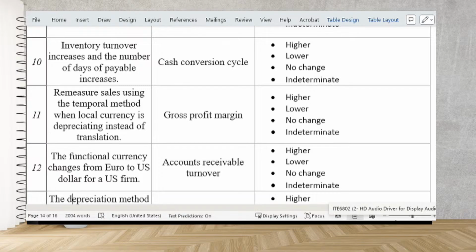See, keep in mind, inventory turnover increases. That means we are rotating the inventory more times in a year, so inventory holding days are less. So my cash conversion cycle and operating cycle reduce, and then I'm increasing the payable days. That again supports a decrease in the cash conversion cycle. So it is not indeterminate, it is lower. Next, 11.